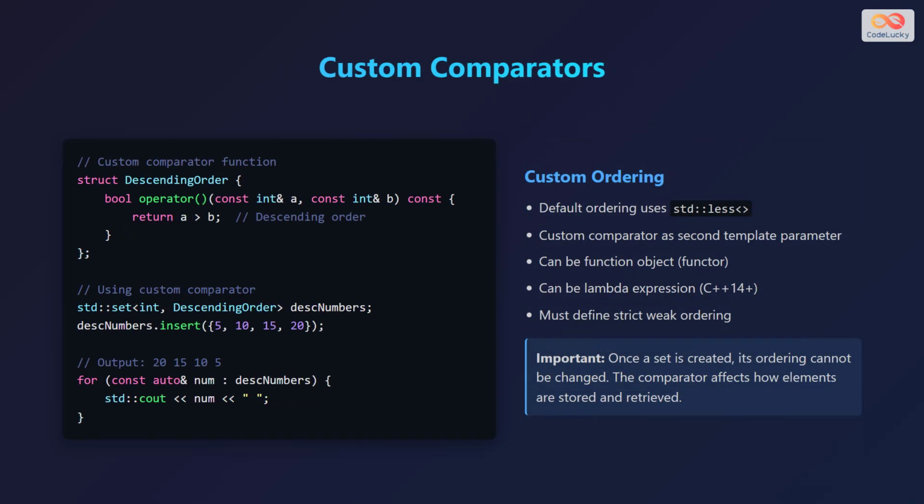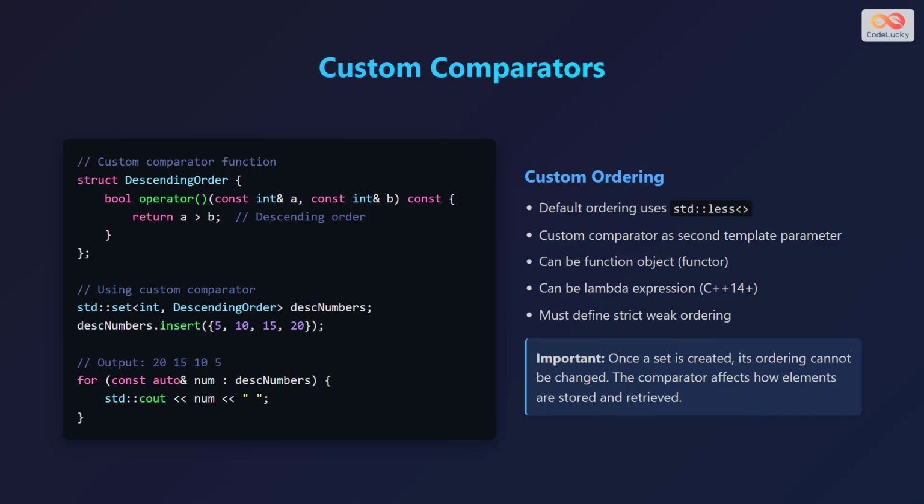Now, let's discuss how to use custom comparators with C++ sets to change the sorting behavior. By default, sets use std::less<> for ordering, but you can provide your own comparator. To create a custom comparator, define a structure or class with an overloaded function call operator. For example, create a struct called DescendingOrder with an overloaded function call operator that compares two integers and returns true if the first is greater than the second.